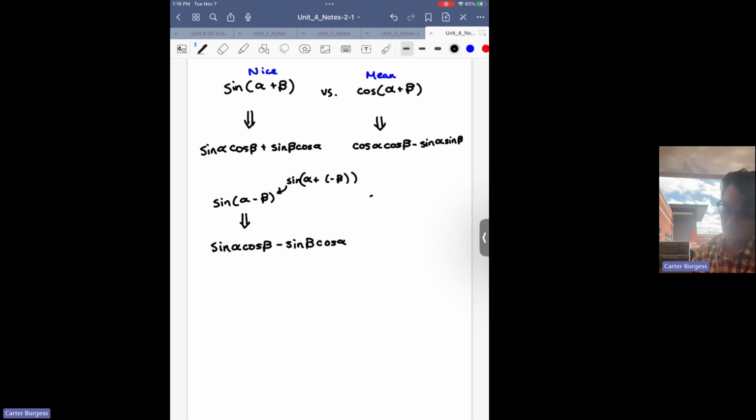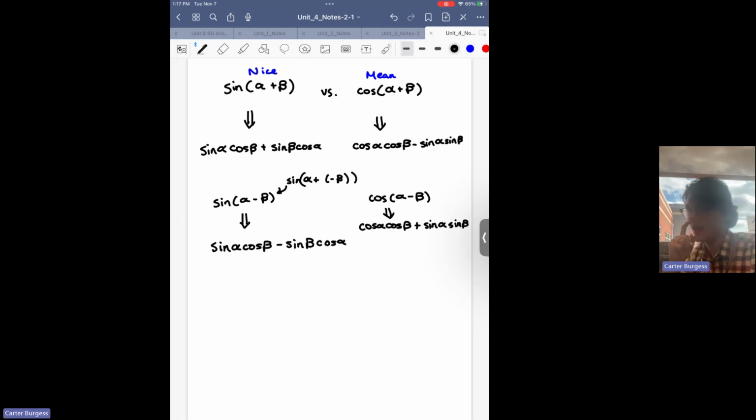Conversely, if we do cosine of alpha minus beta, it's the exact same thing. Notice again, cosine of negative beta is just cosine of beta. And so this first piece is going to stay exactly the same. Cosine of alpha, cosine of beta is unchanged, but sine of negative beta is negative sine of beta. That minus switches to a plus: sine of alpha, sine of beta. Or cosine is mean. Cosine groups the sines with the sines, the cosines with the cosines, and then switches the minus to a plus.